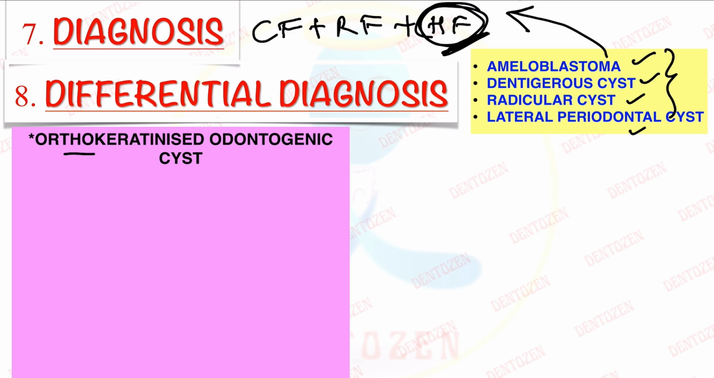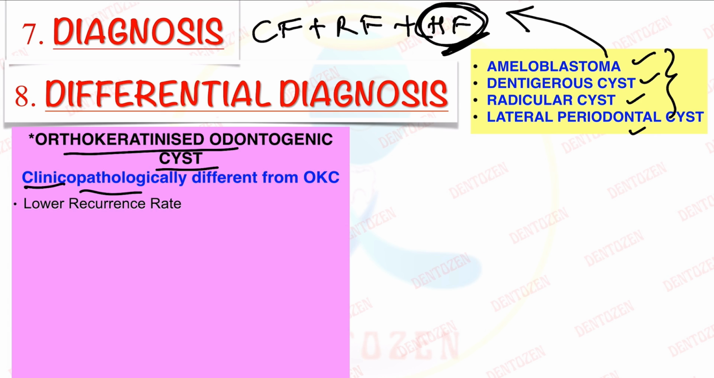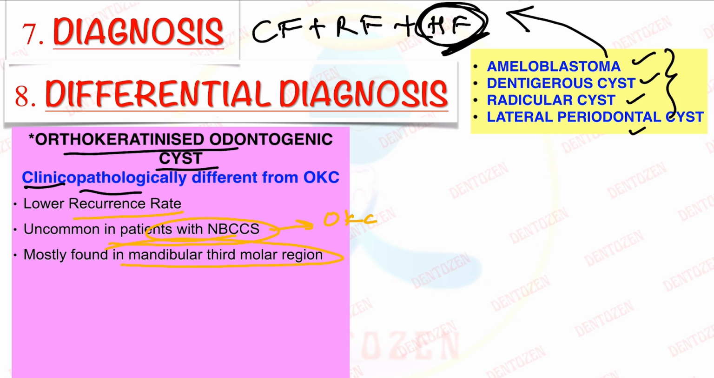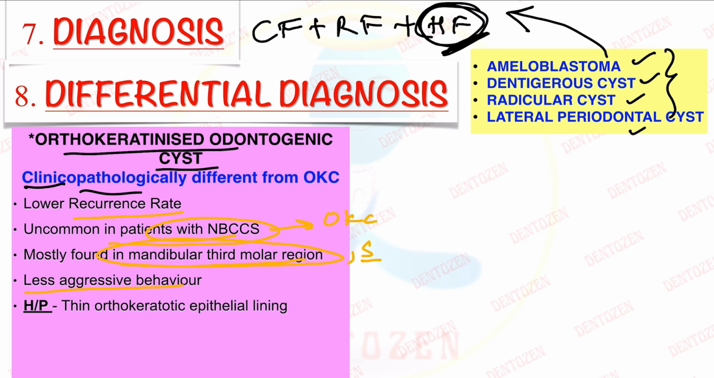Now, a different entity, OOC. It is different clinico-pathologically. Clinical differences are that it has a low recurrence rate. It is not seen in patients with the syndrome. In those patients, OKC is seen. Then it is mostly found in the mandibular third molar region, and usually a solitary single cyst is seen, and it is less aggressive in behavior. Histopathologically, this epithelium has a thin lining and it is orthokeratotic.